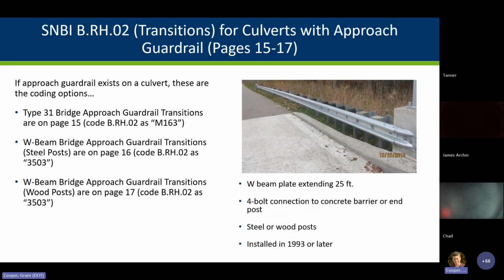Our older, what we call the W beam, meets the NCHRP 350. Those could either have a wood post or a steel post, and the guidelines for those are on 16 and 17. This will be very similar to what you've been coding over the years, but for these, it usually extends about 20 to 25 feet back from the bridge. Those will have a 4-bolt connection, and for this item, if it's installed in 1993 or later and meets those standards, you'll code those as 3503.